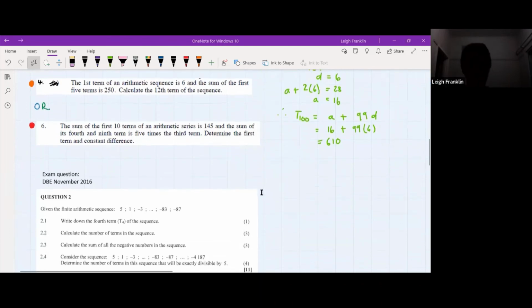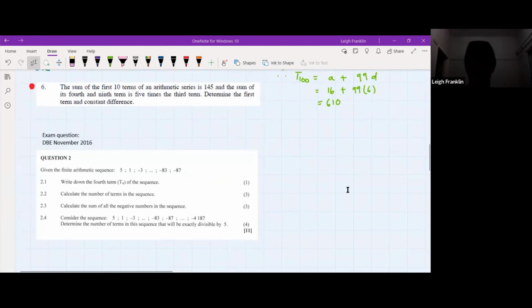No, okay. So what I went and did, Matrix, is I went and got a question from a past paper.